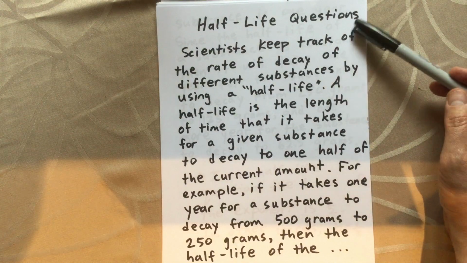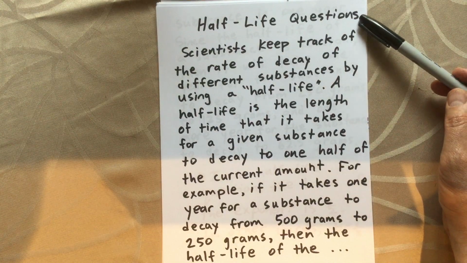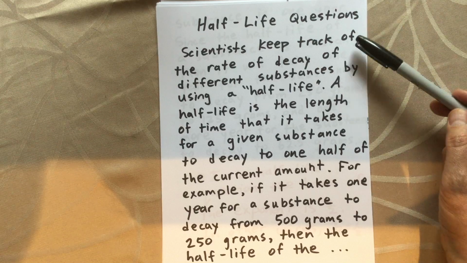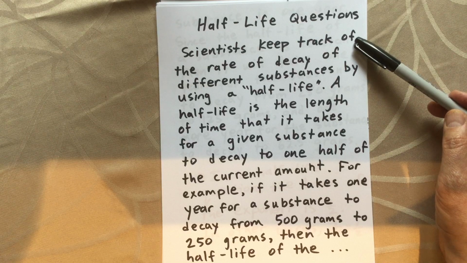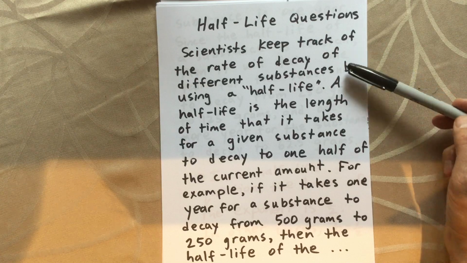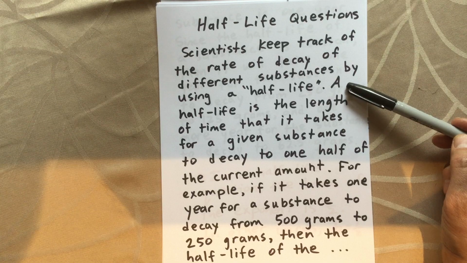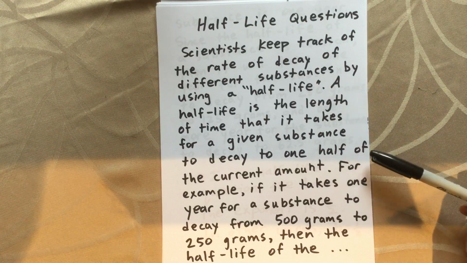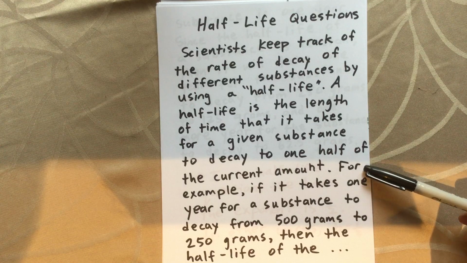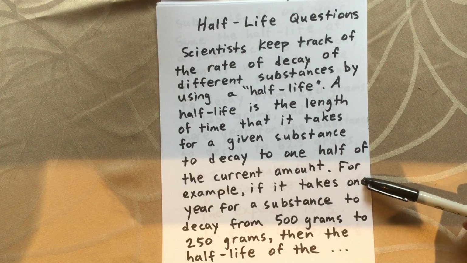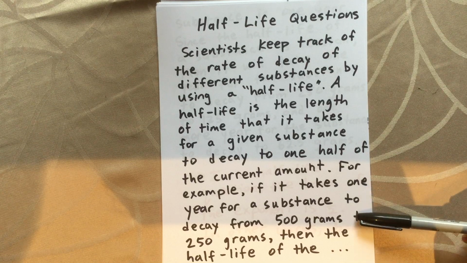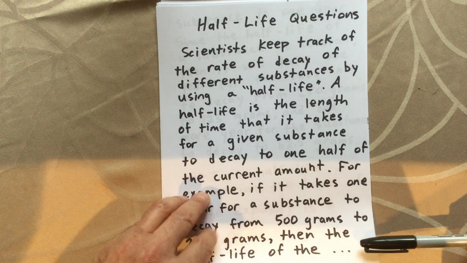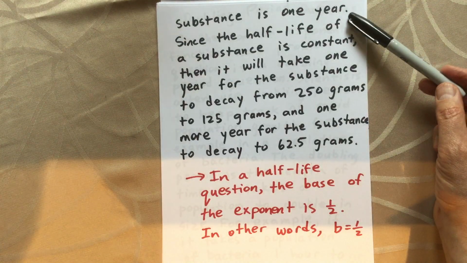Now, let's talk about that a little bit, dealing with the value of B. And in doing so, let's start by talking about half-life questions. You might say, what is a half-life? Scientists keep track of the rate of decay of different substances by using a half-life. A half-life is the length of time that it takes for a given substance to decay to 1/2 of the current amount. So for example, if it takes a year for a substance to decay from 500 grams to 250 grams, then the half-life of the substance is 1 year.